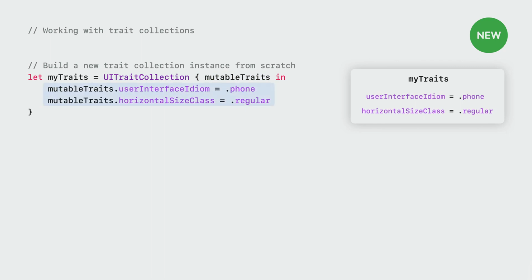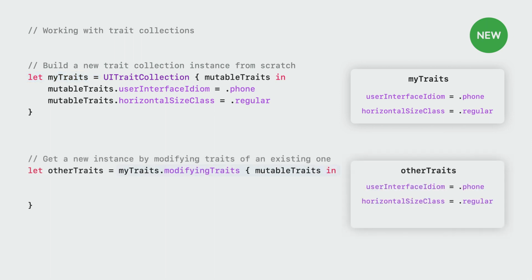Inside the closure, I set the user interface idiom to phone and the horizontal size class to regular. When the closure finishes executing, the initializer returns an immutable UITraitCollection instance that contains all of the trait values I set inside the closure.